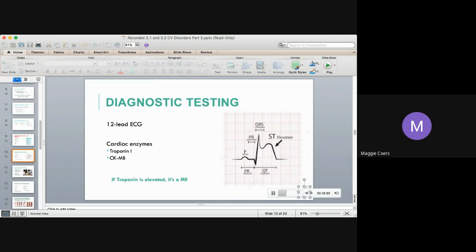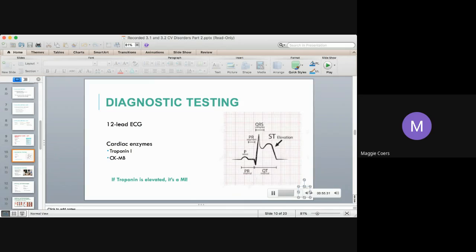And we do an EKG to check for the electrical conductivity of the heart, because dead tissue cannot conduct electricity. We can also do blood tests for cardiac enzymes. Troponin 1 is the most specific enzyme related to the cardiac. Okay, so we can check the troponin 1 and also the CKMB.